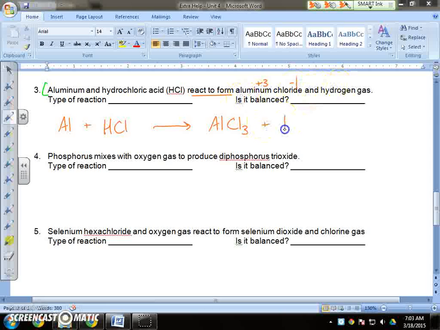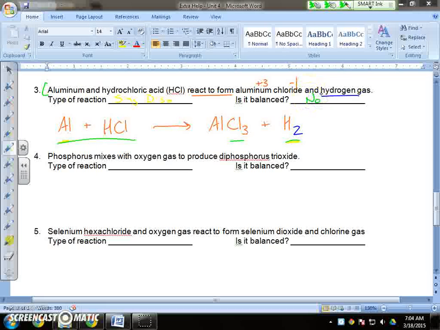And hydrogen gas. Now, a big key here is we know that hydrogen happens to be diatomic, so it's going to be H2. Now, from here, we've got to figure out the type of reaction. I have a lonely aluminum over here, a lonely hydrogen over here, so this is going to end up being single displacement. And with this single displacement, I know that it is not balanced because every single thing on this left side happens to end up being one atom. I have 3 chlorines and 2 hydrogens over here, so it is not balanced.